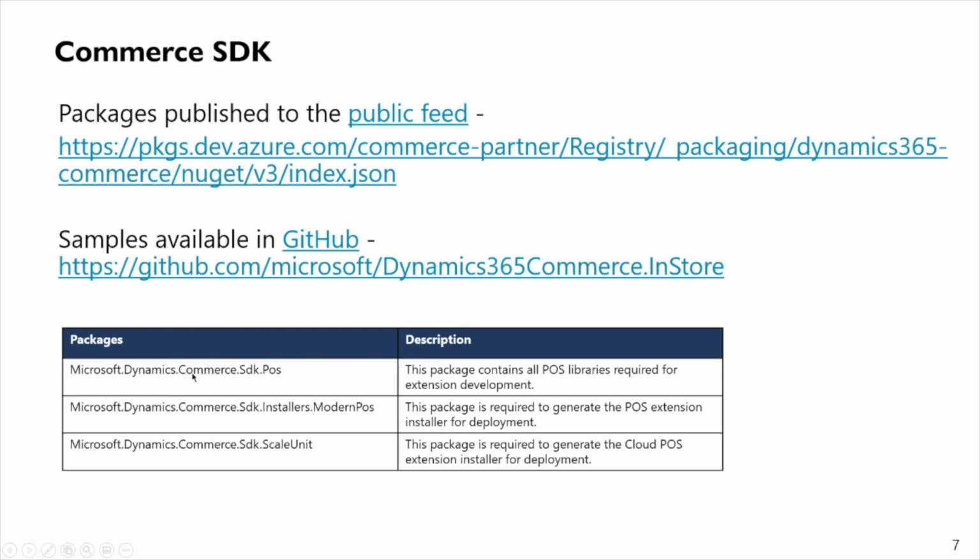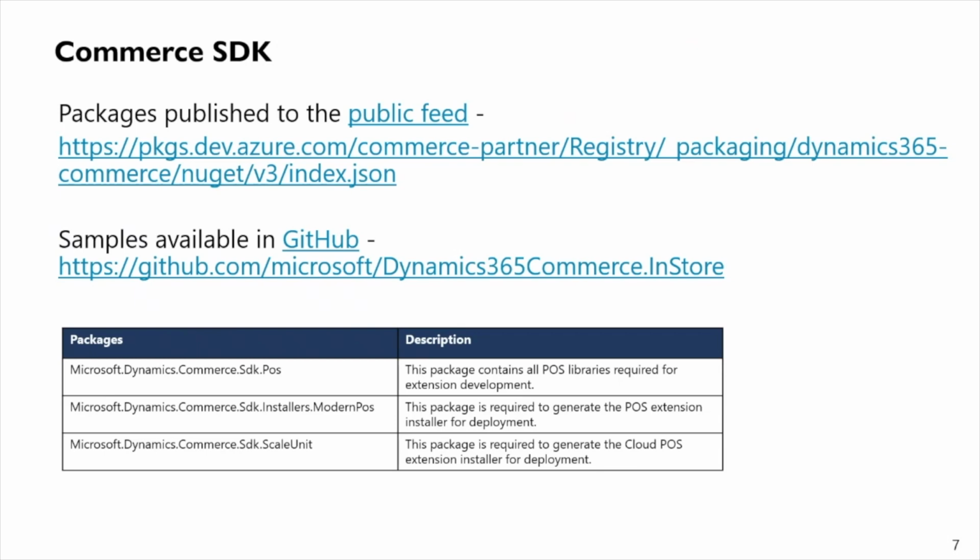So the first package is the commerce.sdk.point of sale. This is the main one which is required for you to consume, create. I will cover what is consume, create, extend later in the session. But for any of the point of sale extension scenarios, you will use this package. Basically, you will add this as a reference to your point of sale extension project and do your development.